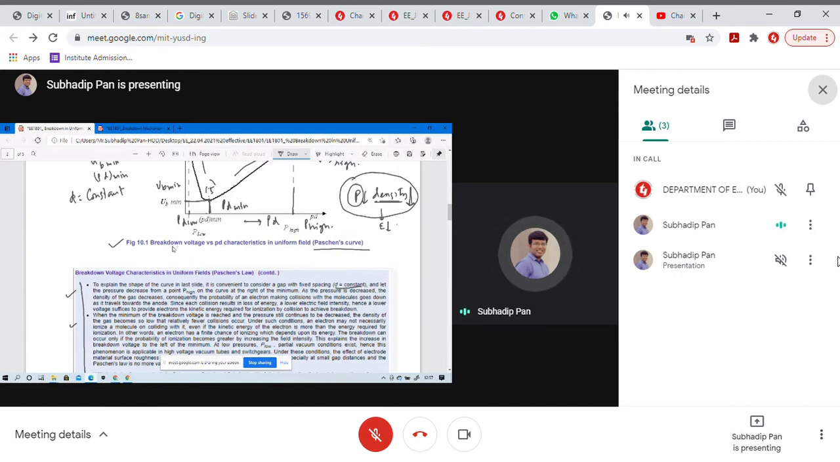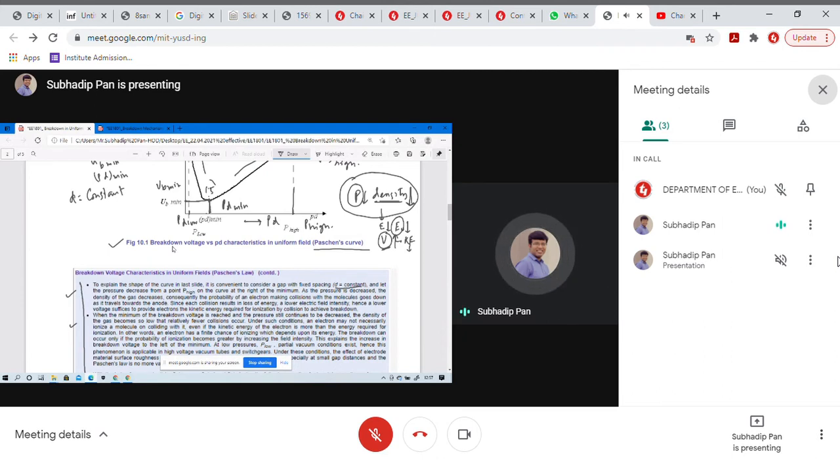And a lower electric field intensity, hence a lower voltage. If the electric field intensity is lower, then the voltage applied to the plates is also a minimum. So in those cases, the lower voltage suffices to provide the electron with the kinetic energy required for ionization or collision, to achieve the particular breakdown.